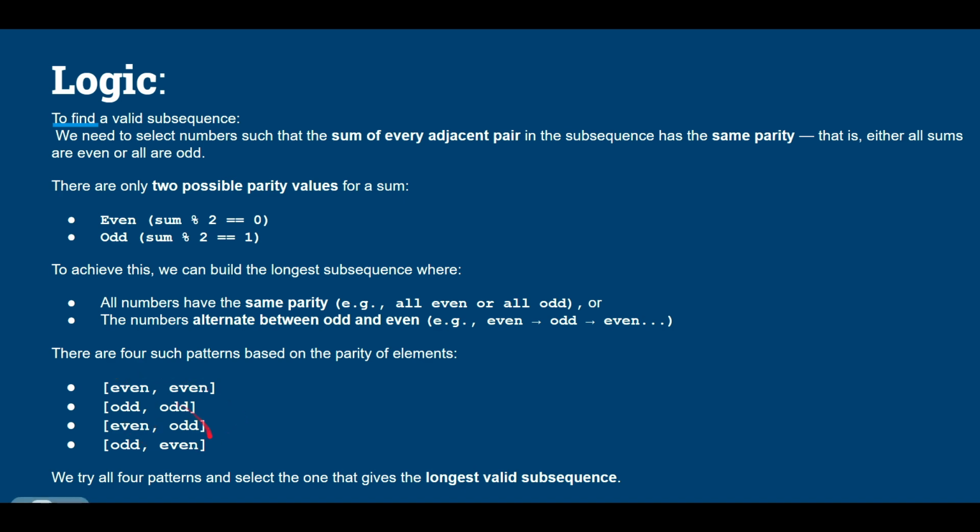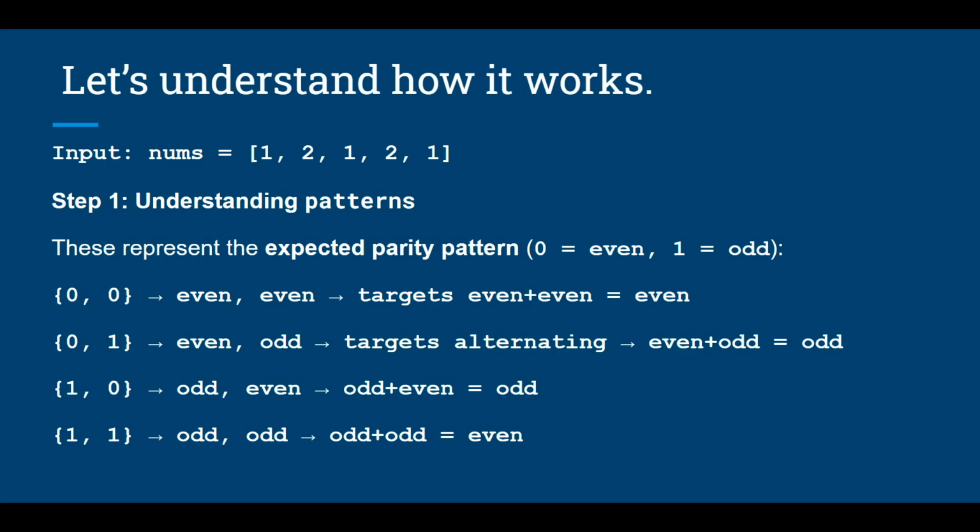Based on this, we'll try all those patterns and select the one that gives the longest valid subsequence. Okay, so let's understand how it works. First, take this example array 1 2 1 2 1. We have to understand the patterns.